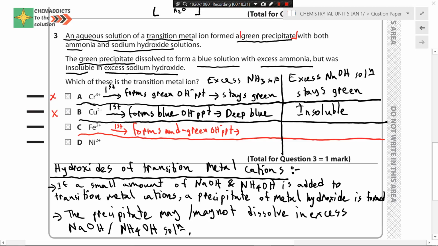Okay, on further adding excess ammonia solution, it won't give any result. The precipitate is insoluble with excess ammonia solution. The precipitate is also insoluble with excess sodium hydroxide solution. Gotcha.